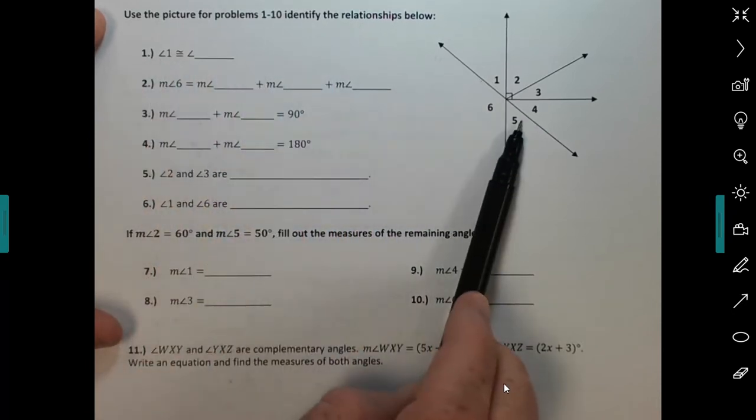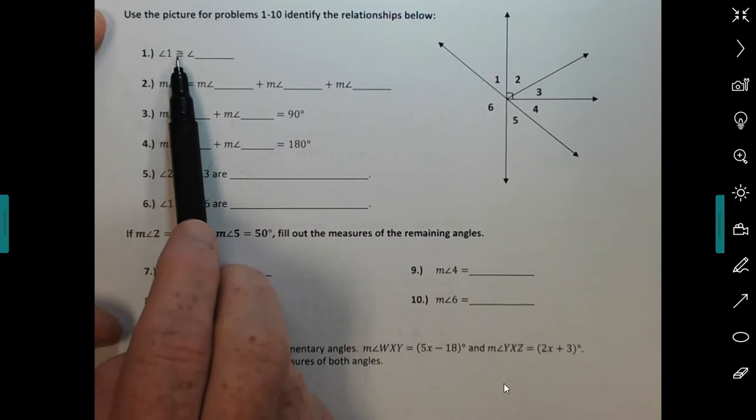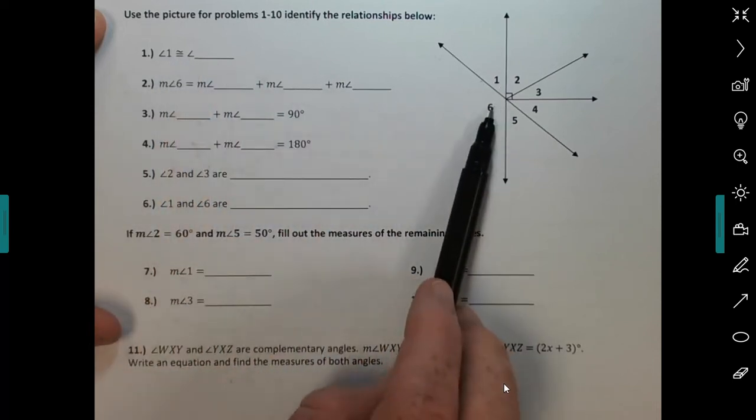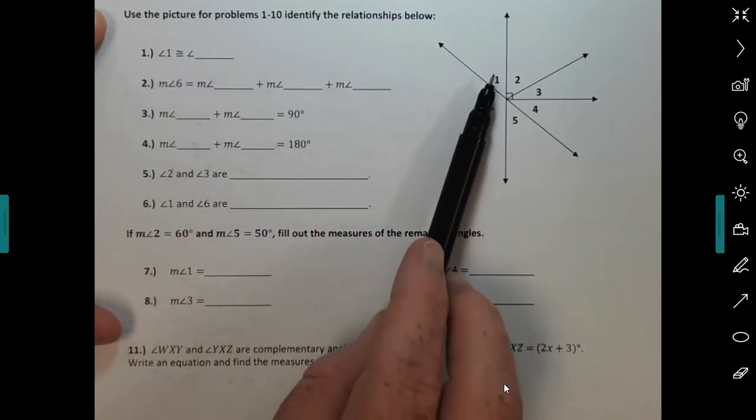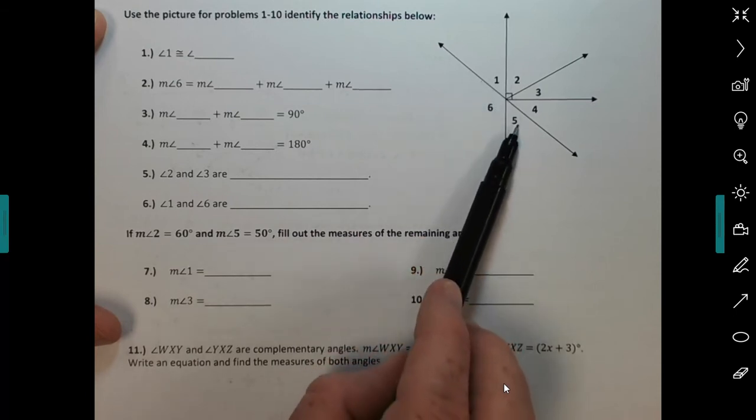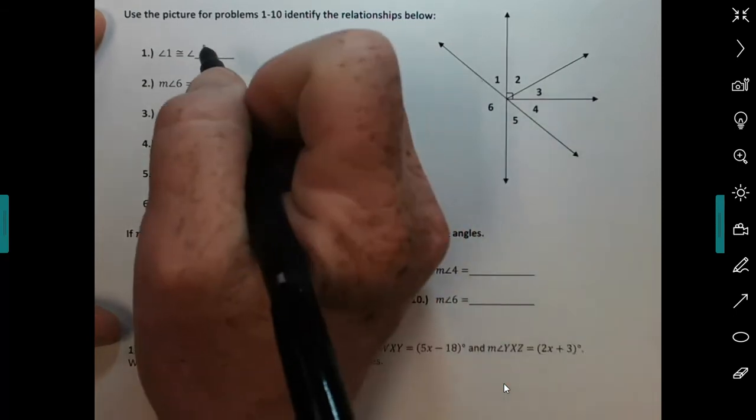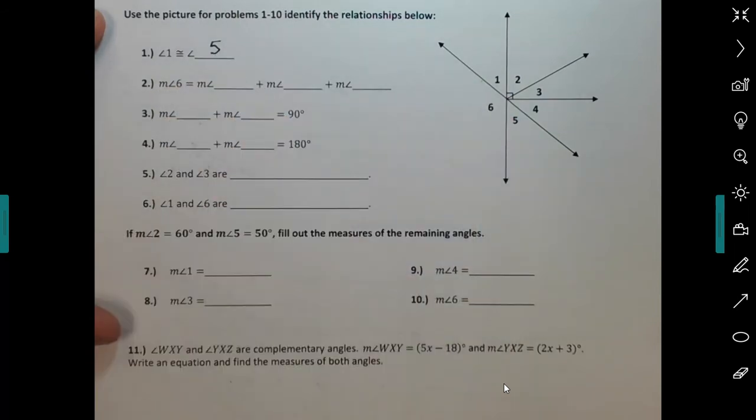In this situation over here, angle 1 must be congruent. Now, the only angle that it really has to be congruent to would be the angle across from it. Those are called vertical angles. So angle 1 must be congruent to angle 5.